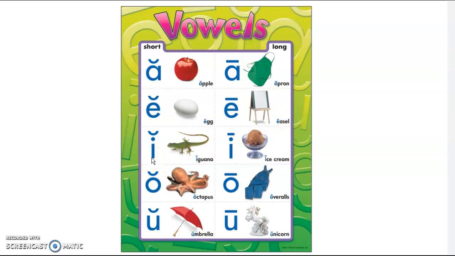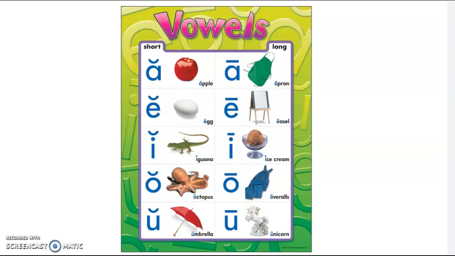The short sound of the I sounds like iguana, and the long sound sounds like I, says its name, ice cream. The short sound of the O sounds like octopus, and the long sound sounds like O, it says its name, overalls. The short sound of the U sounds like umbrella, and the long sound sounds like unicorn.